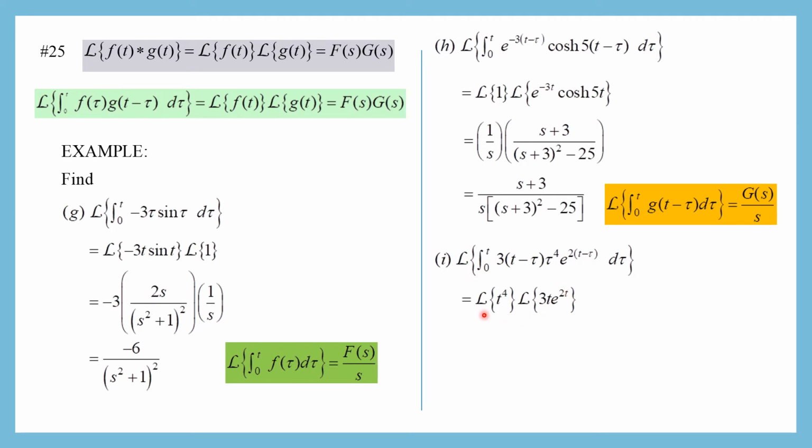Now find the Laplace transform for each of these functions. Laplace transform of t to the power of 4 is 4 factorial divided by s to the power of 5, and Laplace transform of 3t e to the power of 2t, based on formula number 9, we get the answer as 3 divided by s minus 2 everything squared. Okay.